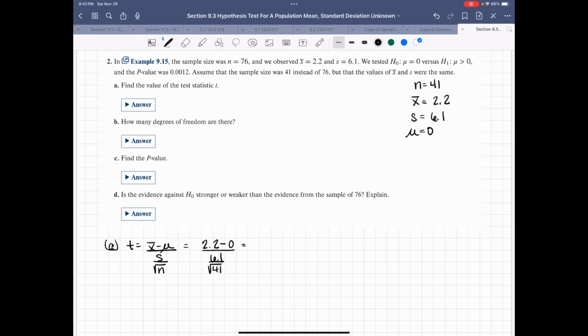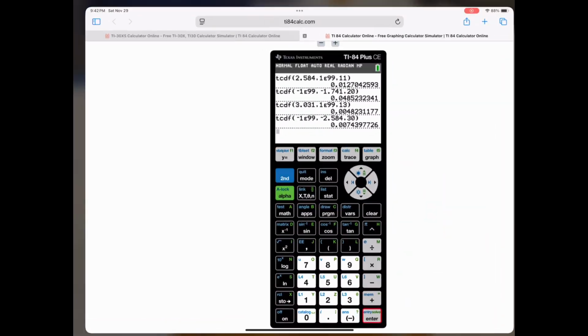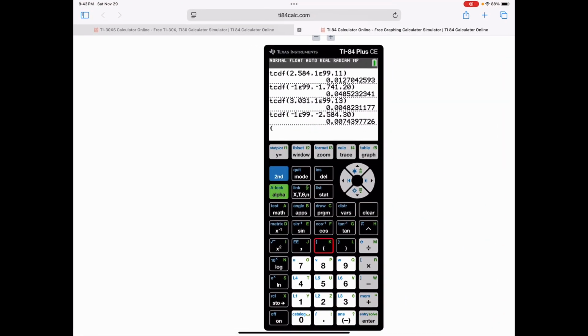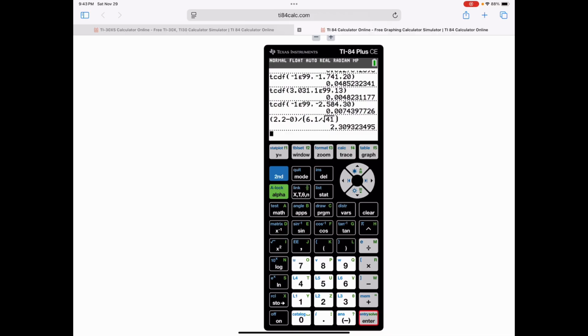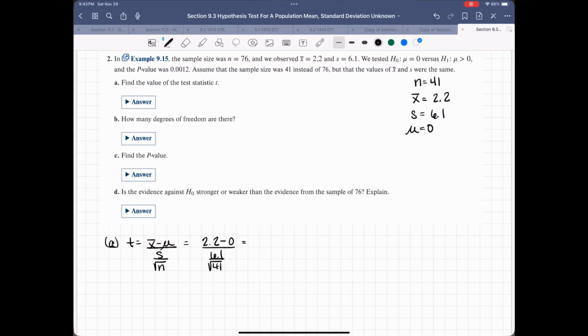Okay. When I put that in the calculator, and I can put that all in the calculator at one time, I'll show you guys that. 2.2 minus 0 divided by 6.1 divided by the square root of 41. Okay. And that should give me 2.309 for my t value. So I get t equals 2.309.